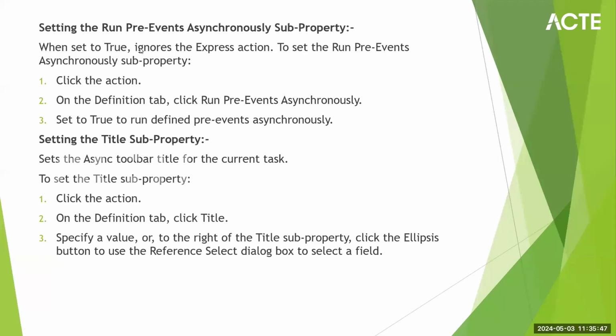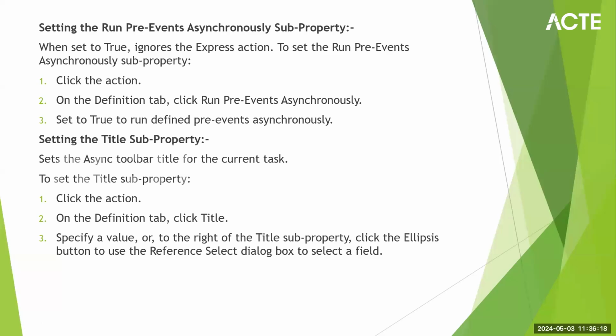Setting the run pre-event asynchronously property. When you set it to true, it will ignore the express action, in the sense that it will not run. That will not be executed. How do you do it? Click on the action definition tab, click run pre-event asynchronously, and set to true to run the defined pre-event asynchronously.